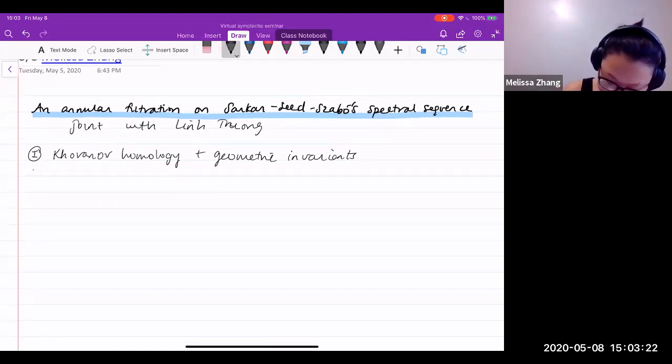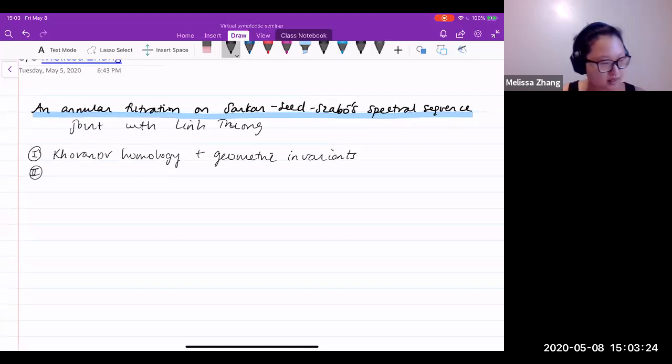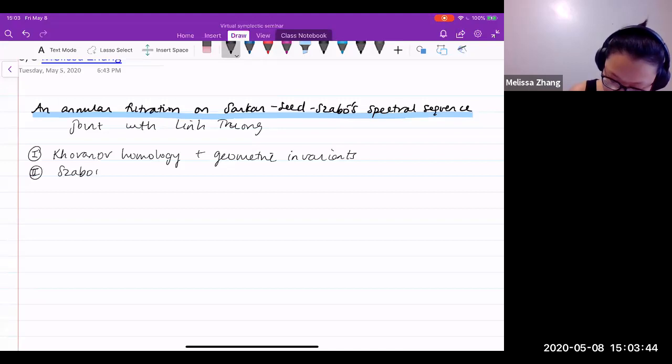The second thing is then we have to move on to a more complicated spectral sequence that is still sort of combinatorial in the sense that it's extremely algorithmic. There's not really some geometry that you have to play with. You could just know the information and compute it. And that's called Szabó's geometric spectral sequence.